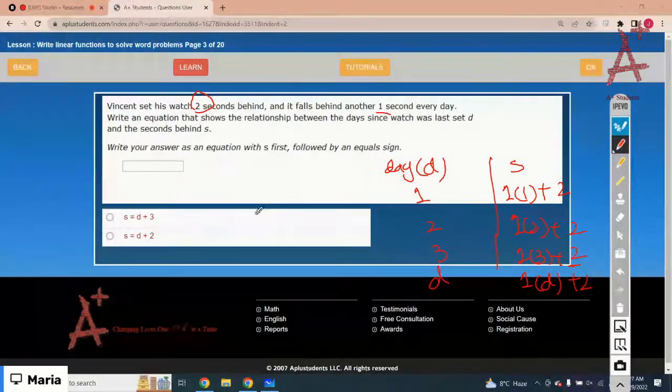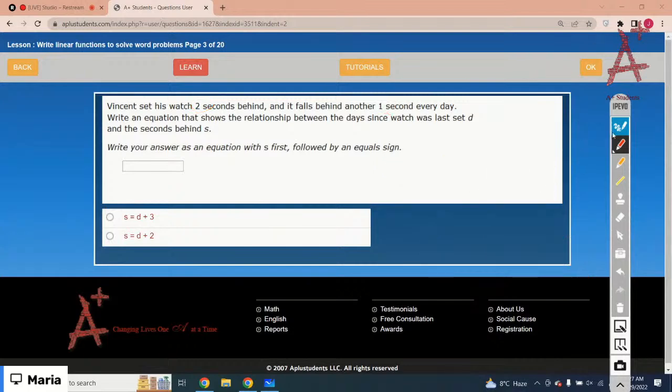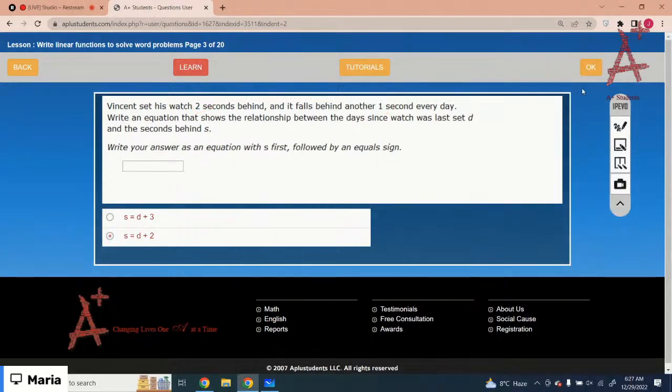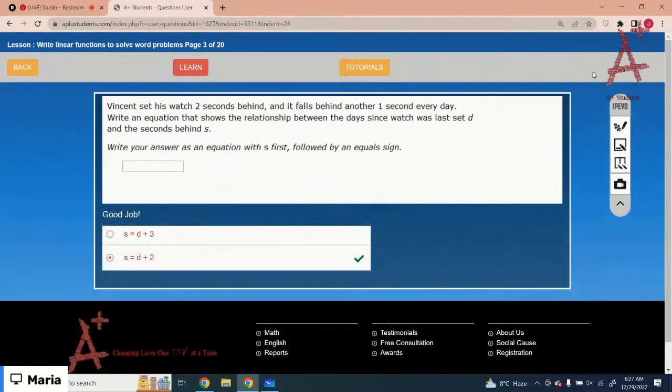Got it? That means the equation is S equals D plus 2. The second option is the correct one. Just select the correct option and click on the OK button. Got it? The equation is S equals D plus 2. Just select the correct option and click on the OK button.